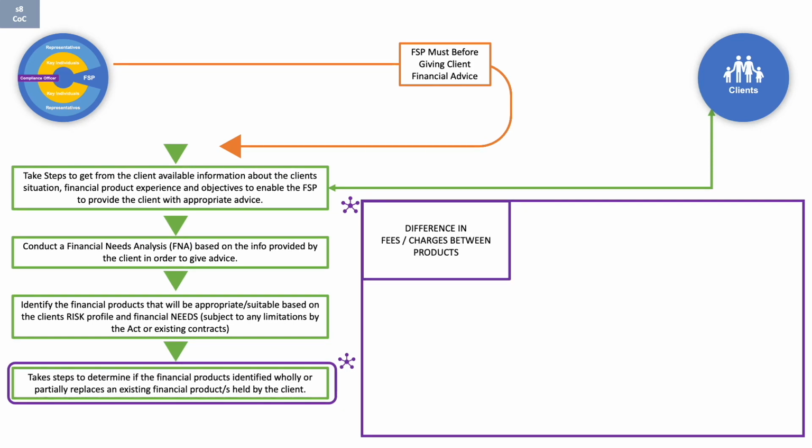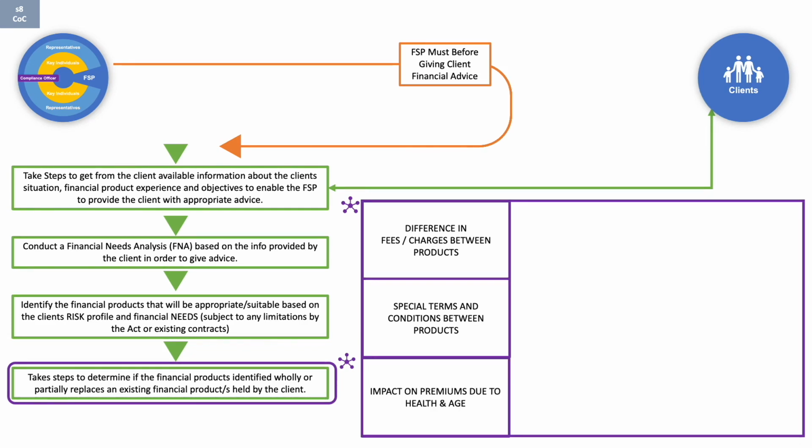Difference in fees and charges between the products. Special terms and conditions which may be applicable to the replacement product as compared to the terminated product. Examples of these special terms and conditions may be exclusions of liability, waiting periods, loadings, penalties, excesses, restrictions, and circumstances where benefits won't be provided. Impact of age and health changes on the premium to be paid. Difference in tax implication.